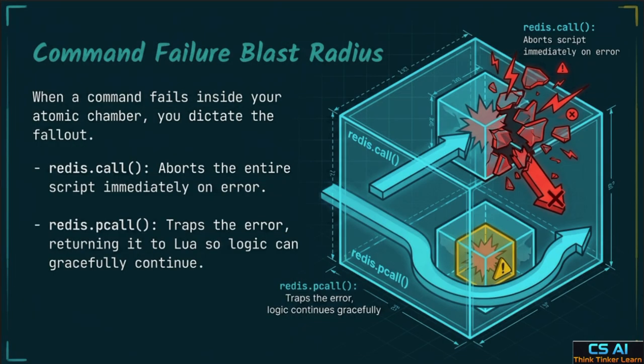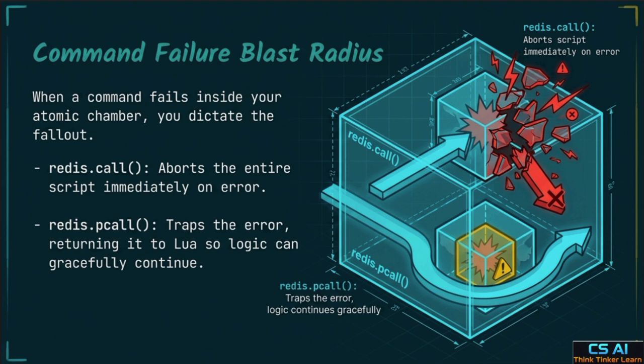When running Lua, you control the blast radius. Use redis.call if you want the entire script to abort immediately on an error, which is often the safer default for financial or strict logic. If you need to handle the errors and keep the logic moving, use redis.pcall, which traps the error and lets the script continue gracefully.